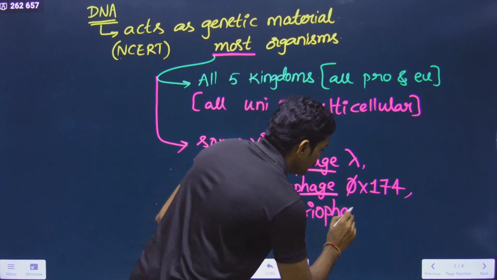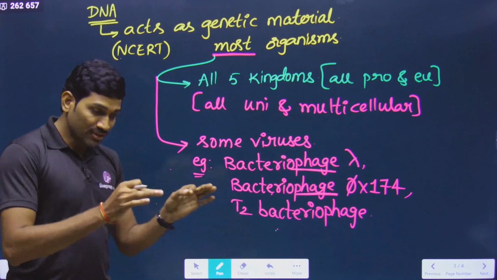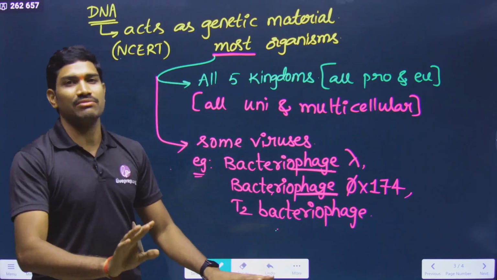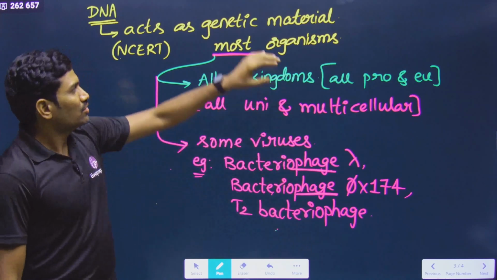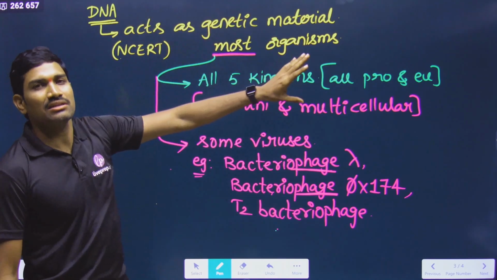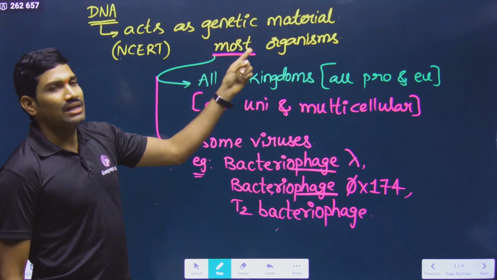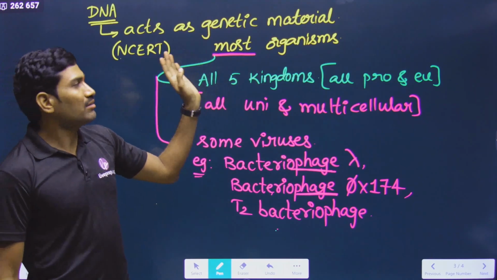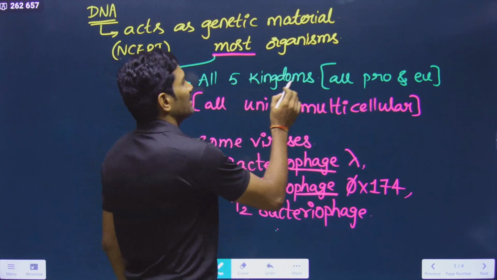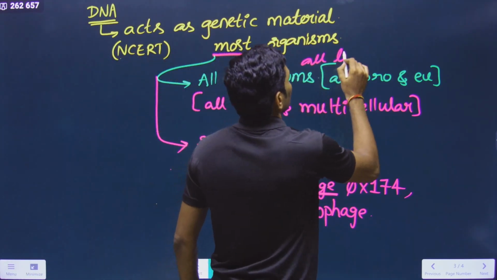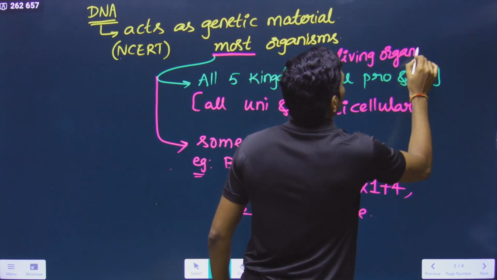These are the three important examples from the NCERT, that too from this chapter itself. Please remember this. So DNA, wherever it is there, it will act as genetic material. This is the first point. Second point, this is the genetic material for most of the organisms. Most means all the living organisms. For the 5 kingdoms, you can write that all living organisms.